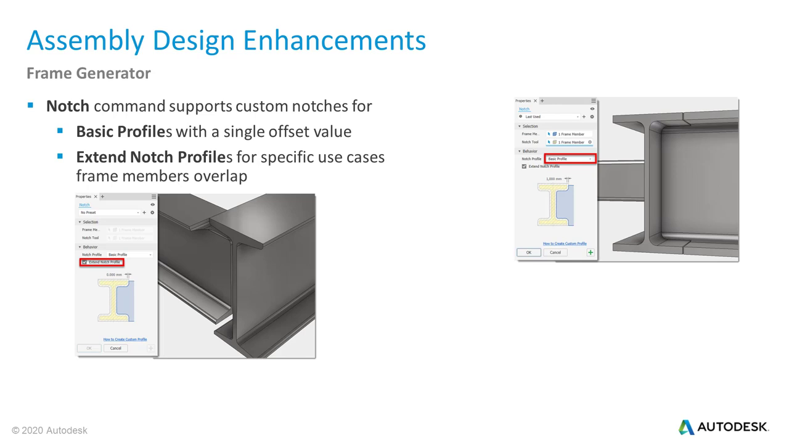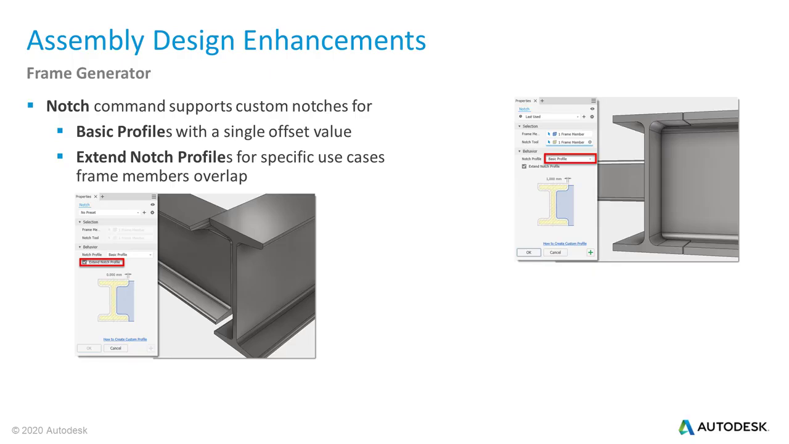In the behavior section, you get the basic notch profile per default. The value above the schematic picture is editable, and you can enter a single offset value that is applied to the complete notch. In specific use cases, the Extend Notch Profile checkbox can be used to apply the notch on overlapping frame members to have a notch completely applied.